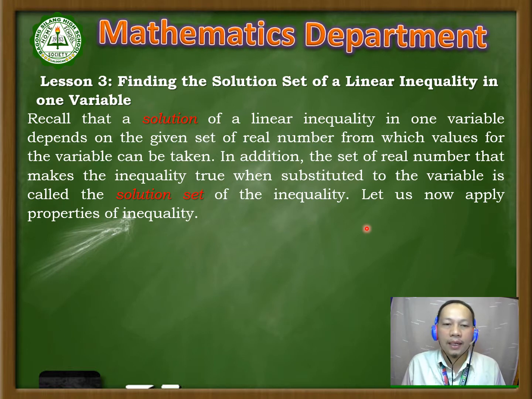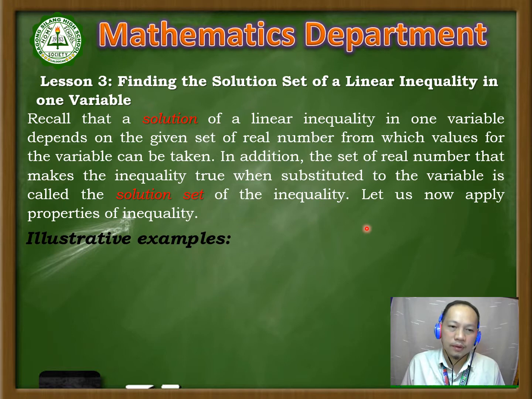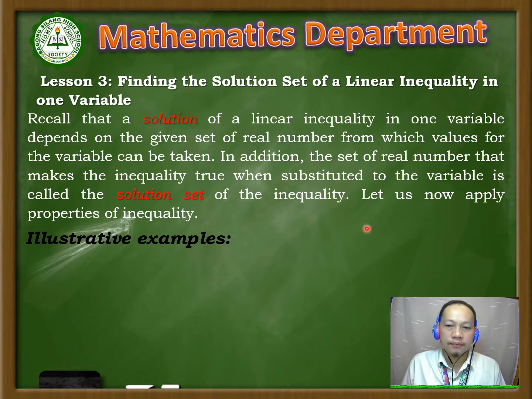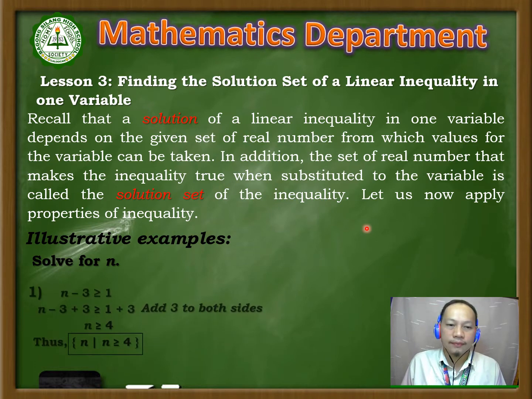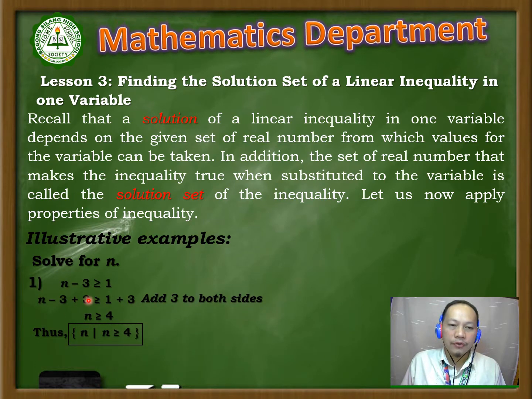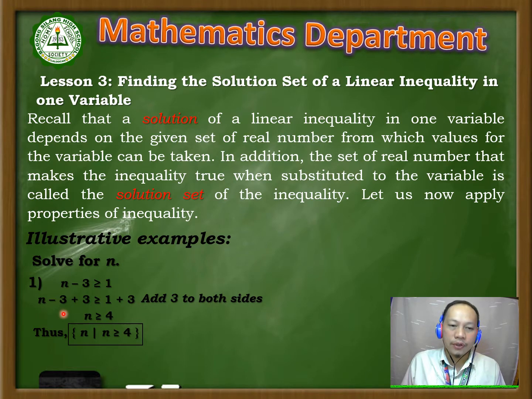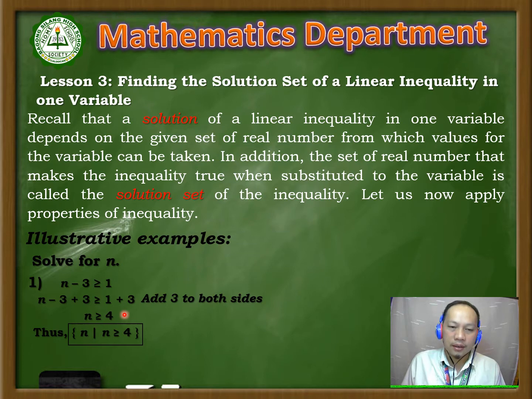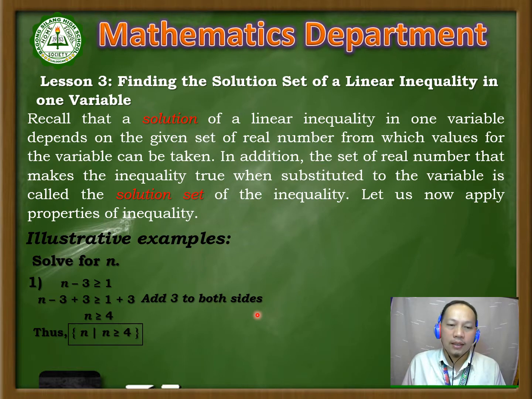Let us now apply properties of inequality. Illustrative examples. Let's have number 1. Solve for n. n minus 3 is greater than or equal to 1. n minus 3 plus 3 is greater than or equal to 1 plus 3, by adding 3 on both sides. So by applying the addition property of inequality.